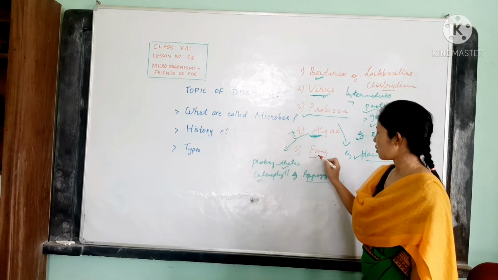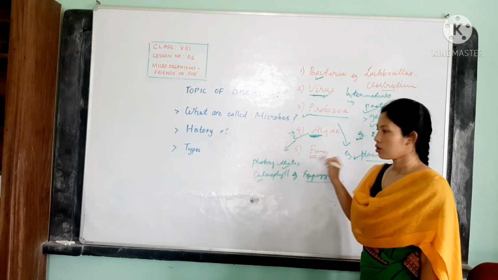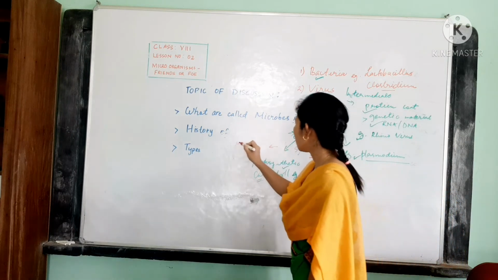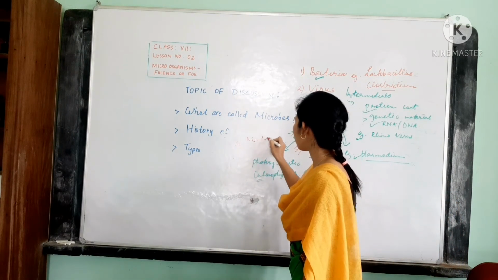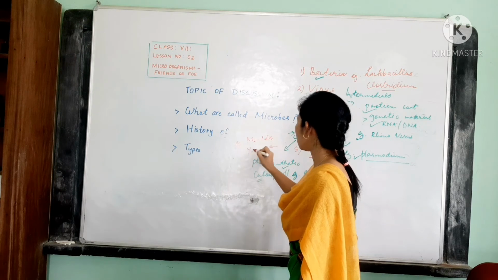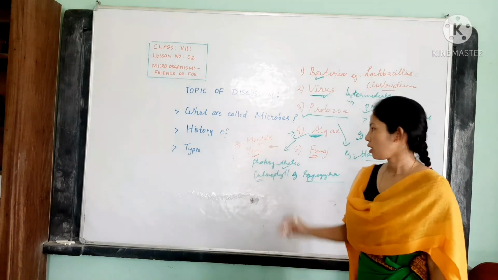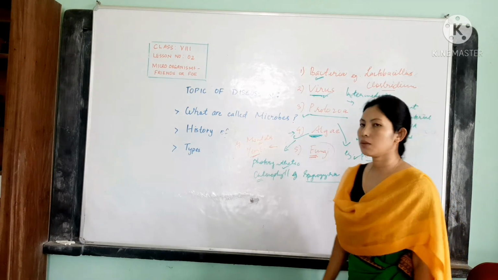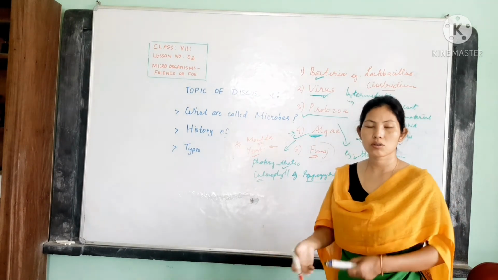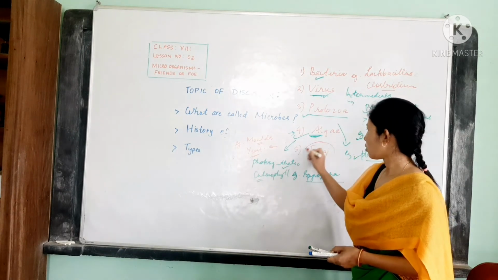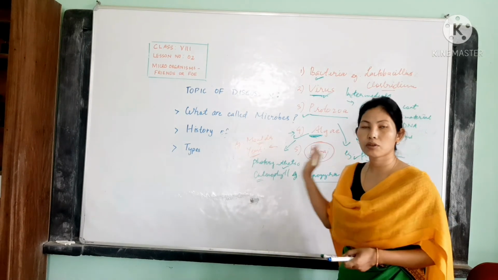So the next category we have is the fungi. These fungi are, for example, the molds, or also yeast. So yeast and molds are examples of fungi. But there are groups of fungi that can be macroscopic also. They can be multicellular also. But there are fungi which are microscopic in nature.